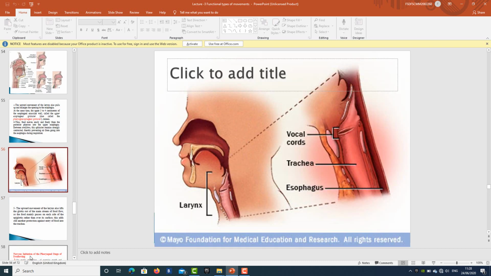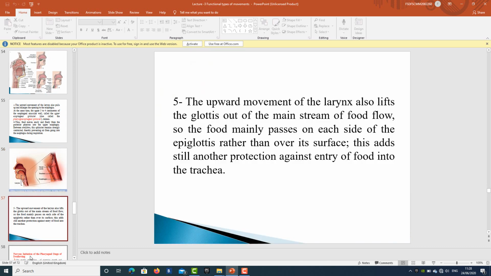See? The upward movement of the larynx also lifts the glottis out of the mainstream of food flow, so the food mainly passes on each side of the epiglottis rather than over its surface. And this adds still another protection against entry of the food into the trachea.